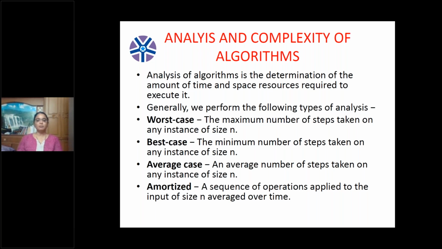Best case means the minimum number of steps to get the output, that is known as best case. Average case means averaging the worst case and best case to get the average case.